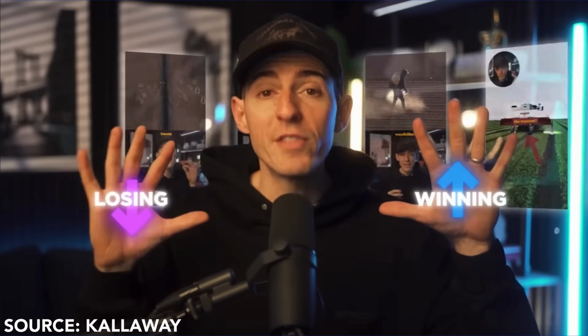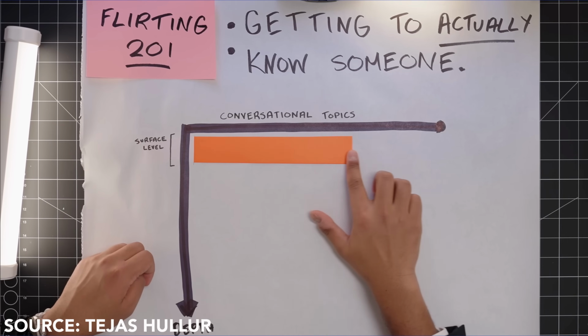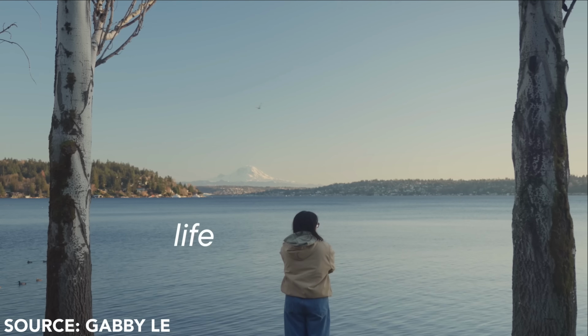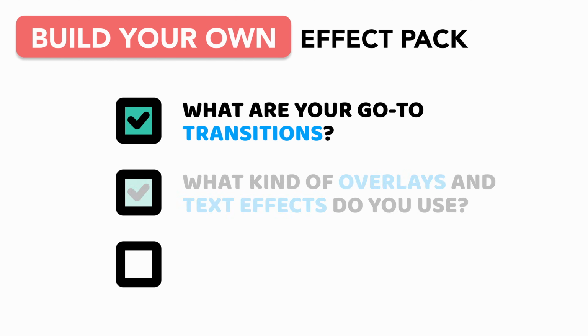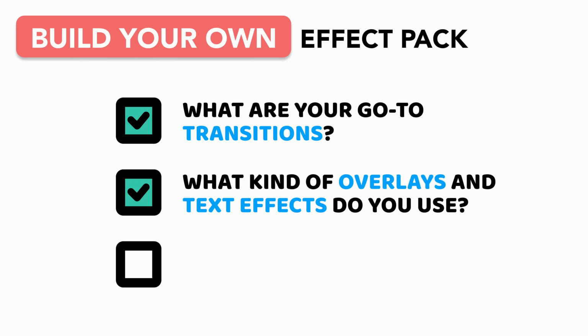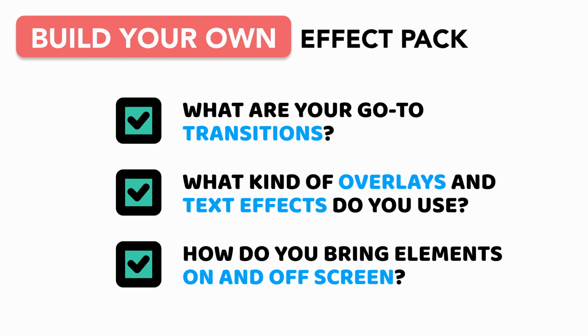Is it polished and high production, gentle and hand-drawn, chaotic and exaggerated, or clean and minimal? Once you have a sense of what best fits your archetype, start building out your signature effect pack. What are your go-to transitions? What kind of overlays and text effects do you use? How do you bring elements on and off screen? Use the same effects consistently, and over time, every transition or graphic will help reinforce your brand.